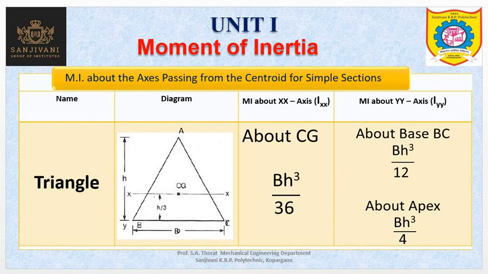When you are going to calculate the moment of inertia of this triangular area about its base, that is BC, you have to use the formula bh cube by 12. Again, b is the base, h is the height of the triangle. And when you are going to calculate the moment of inertia of this triangular area about the apex, then you have to use the formula bh cube by 4. bh cube is the common term, only the denominator is changing, and you have to learn it by heart. Now all these are the formulas of moment of inertia about the centroidal axis for some common geometries.